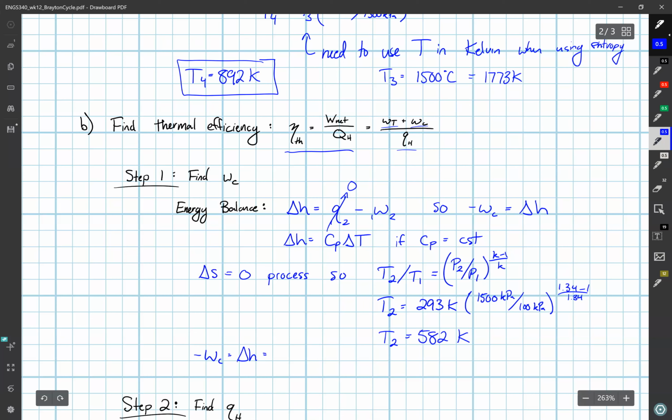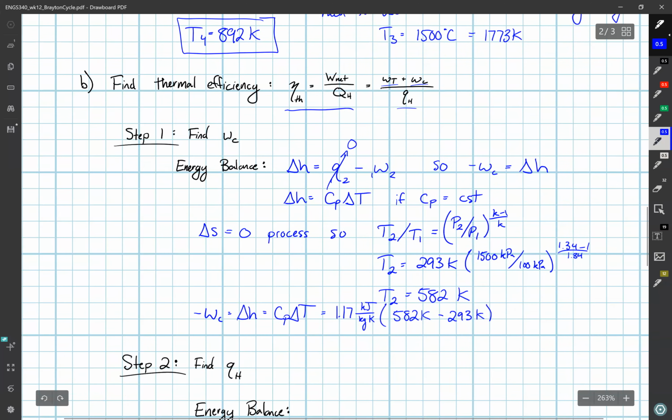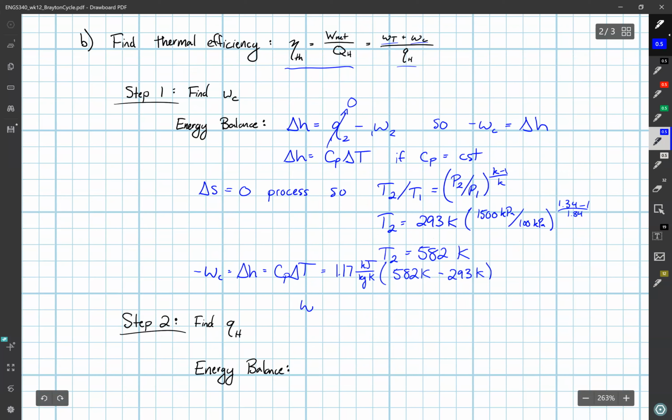And then we can find, right, minus WC equals delta H equals Cp delta T. What was our heat capacity? It was 1.17 kilojoules per kilogram Kelvin times our delta temperature, which is 582 K minus 293 K. And we get that WC equals negative 338.6 kilojoules per kilogram. So that's our first step.